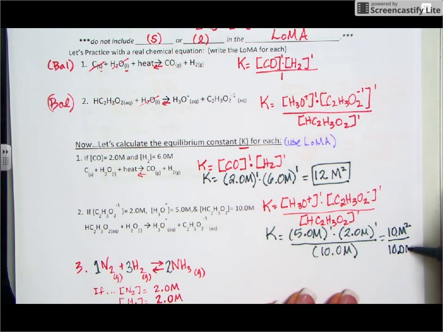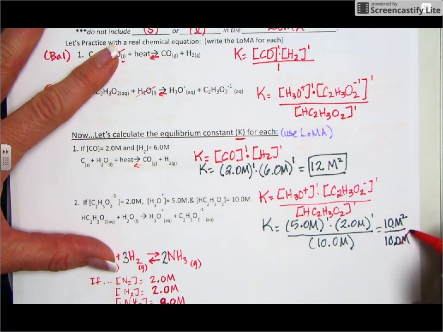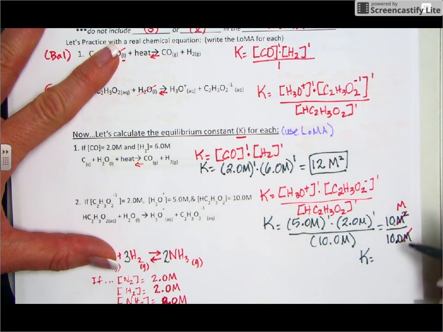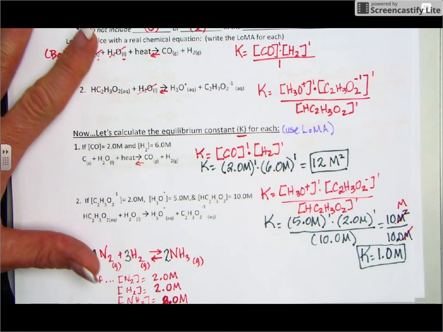And that's molarity. All right, so this molarity cancels with one of these and leaves your final unit for K on this example, just molar. 10 divided by 10 gives you 1. We need 2 sig figs, so 1.0 molar would be your answer on K for example 2.